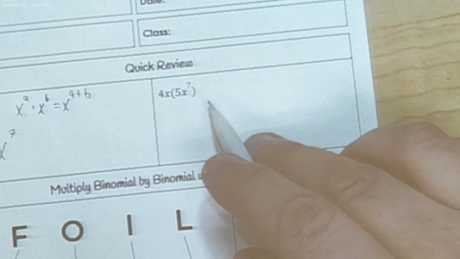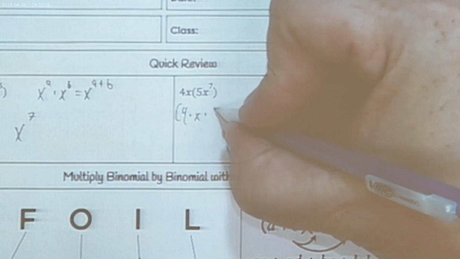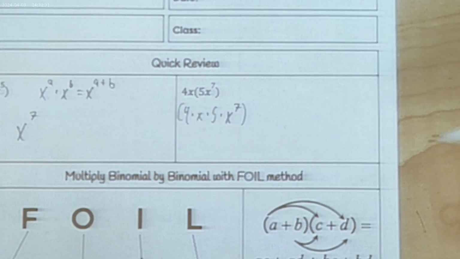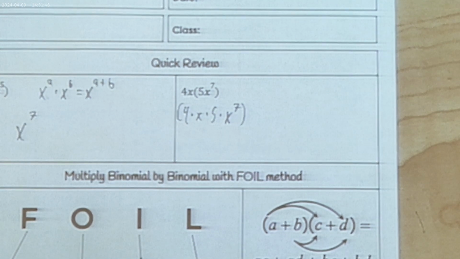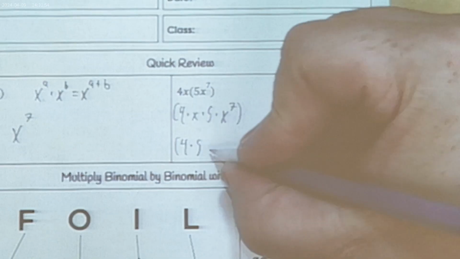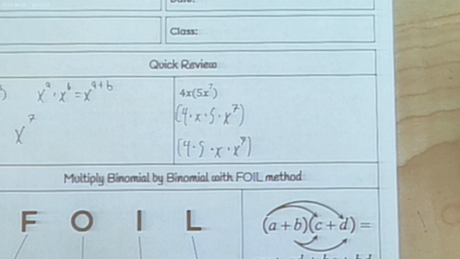However, it's not 4x times 5x to the seventh. What it really is, is 4 times x times 5 times x to the 7. It's four different numbers being multiplied together at the same time. They're grouped together, 4x times 5x to the seventh, but you can treat them as four different numbers being multiplied together at approximately the same time. And because you can treat them as four different numbers, that means you can organize them as different numbers.